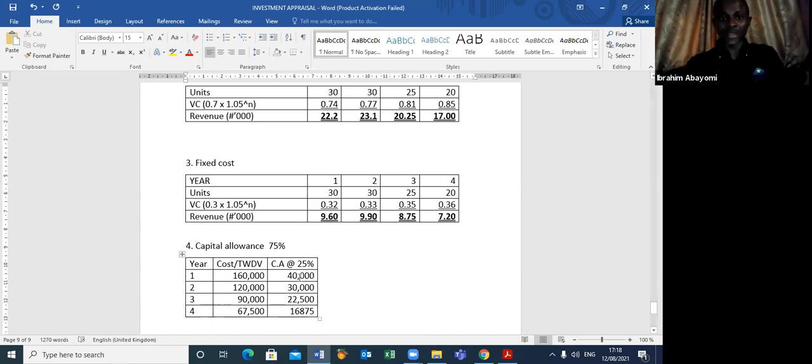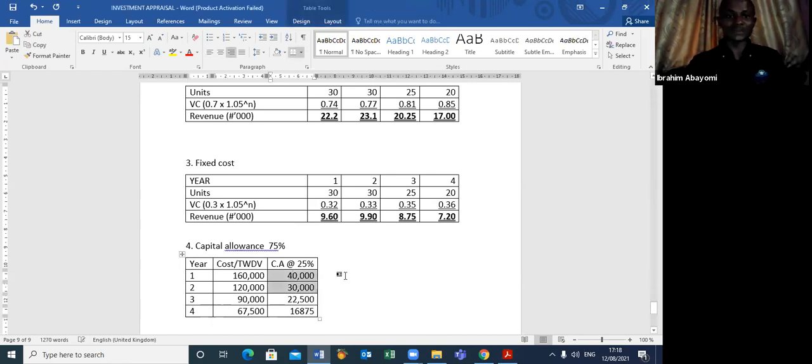So if I want to get the capital allowance for year 2, I can simply say 0.75 times 40,000. What will you have? You have 30,000. If I want to get capital allowance for year 3, I will say 30,000 times 0.75. I get 22,500. If I want to get capital allowance for year 4, I will say 22,500 times 0.75. I get 16,875. So that is another very short approach.